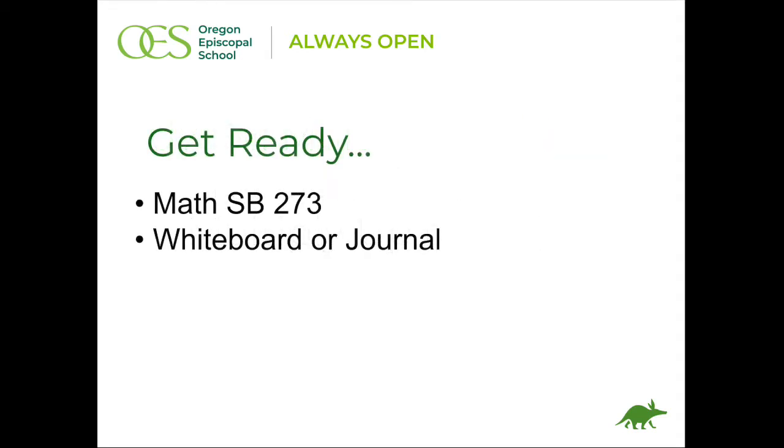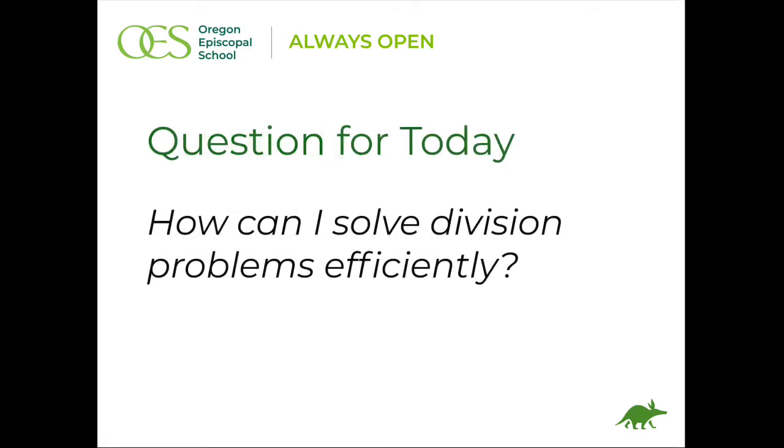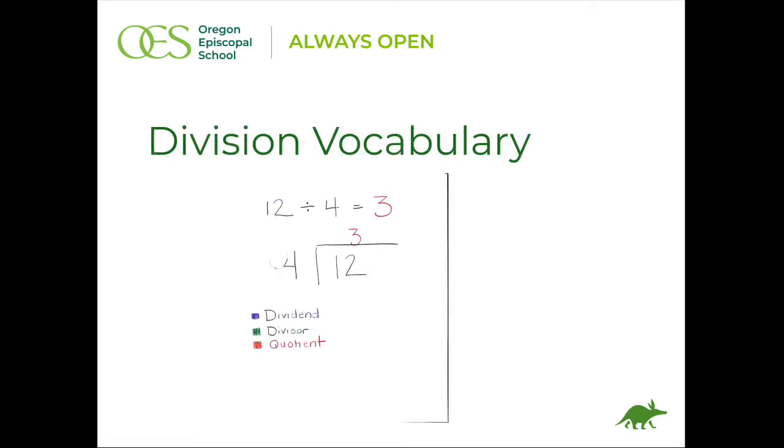To get ready today, you're going to need your math student book, page 273, and a whiteboard or a journal. Our question for today is, how can I solve division problems efficiently? Just a reminder of the vocabulary. You will see the dividend in purple, the divisor in green, and the quotient in red.